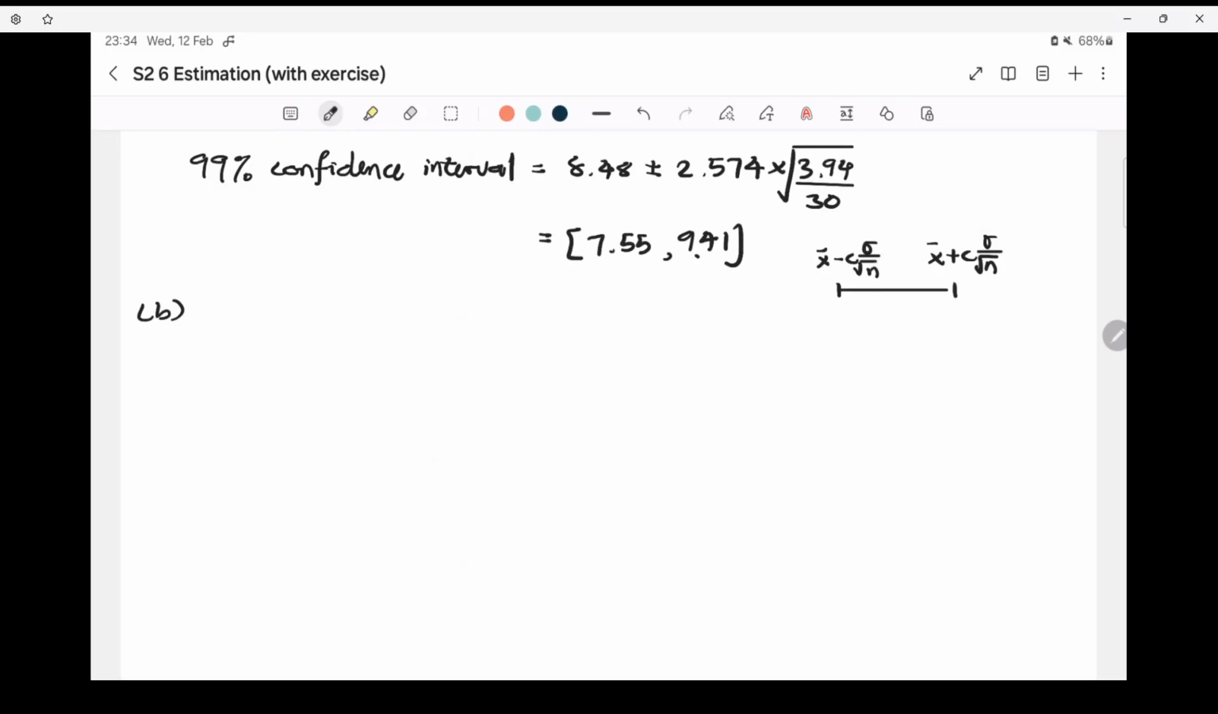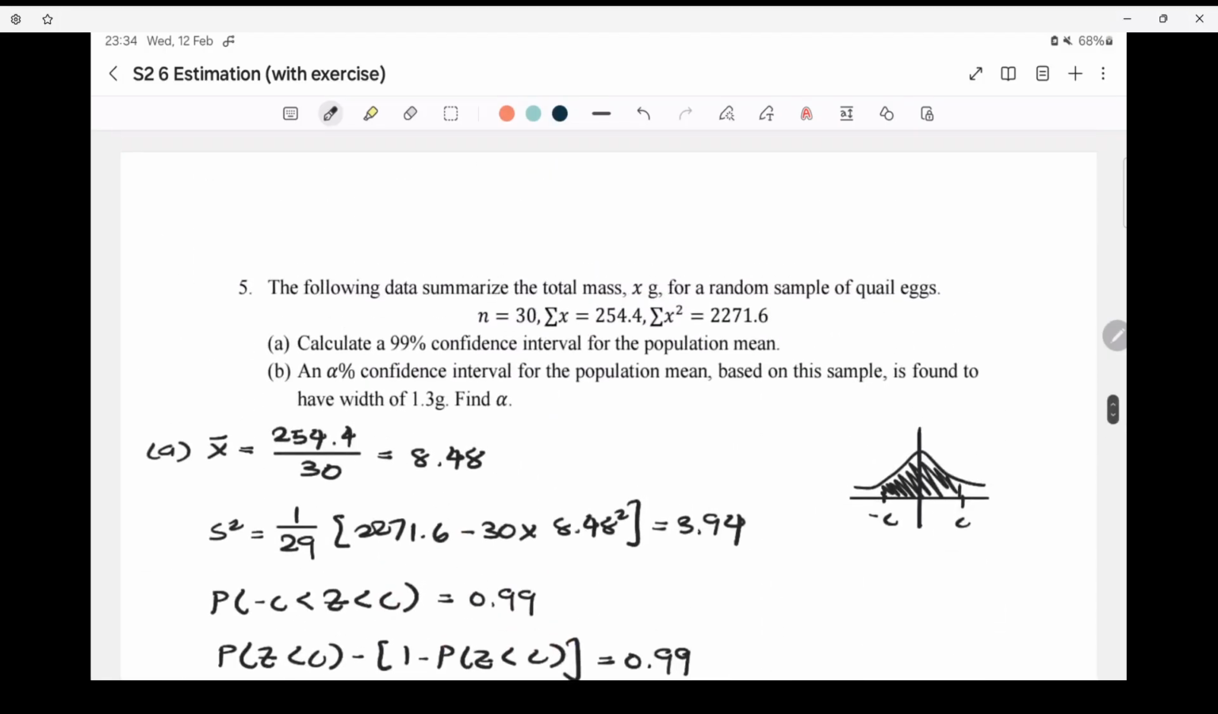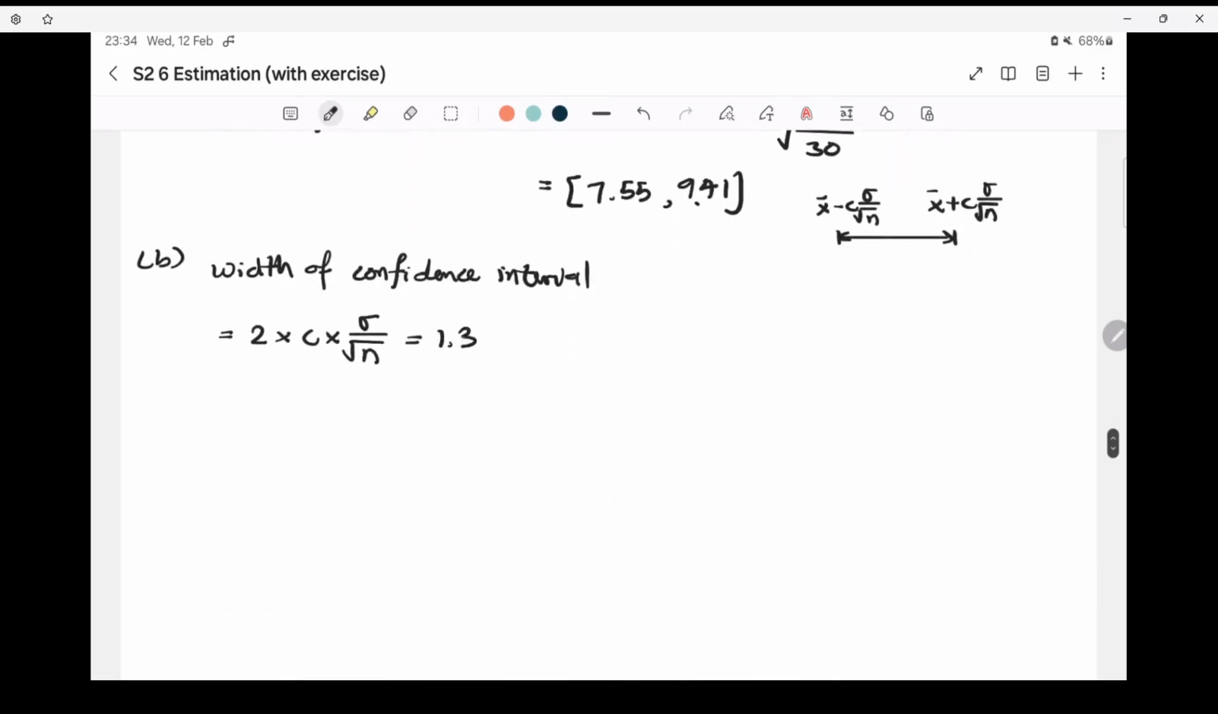Right? So the width is basically this distance. So it means that the width of the confidence interval will be given by 2 times C times your sample standard deviation. And in the question by itself, this is 1.3. So you can just substitute all the values inside.